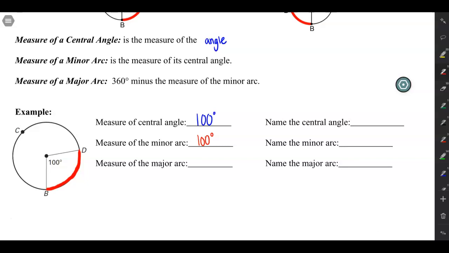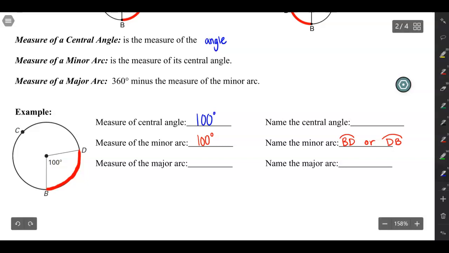Let's go ahead and name that minor arc while we're here. We can name this minor arc in two ways. We can name it arc BD, or we can name it arc DB. The important thing is that you have both endpoints of your minor arc listed.